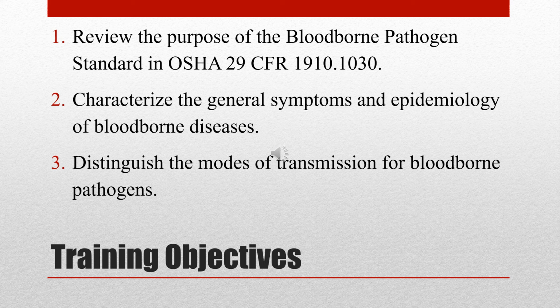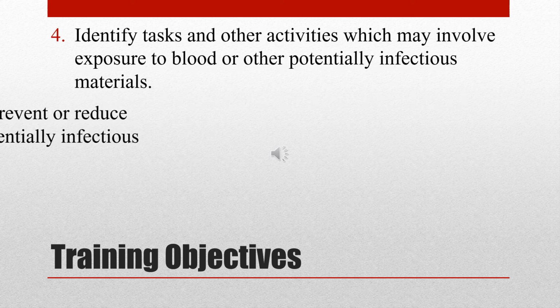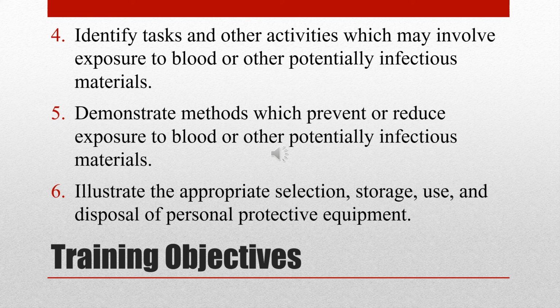At the end of this block of instruction, you will be able to achieve the following objectives in accordance with the information received during the instruction period. Review the purpose of the Bloodborne Pathogen Standard in OSHA 29 CFR 1910.1030. Characterize the general symptoms and epidemiology of bloodborne diseases. Distinguish the modes of transmission for bloodborne pathogens. Identify tasks and other activities which may involve exposure to blood or other potential infectious materials.